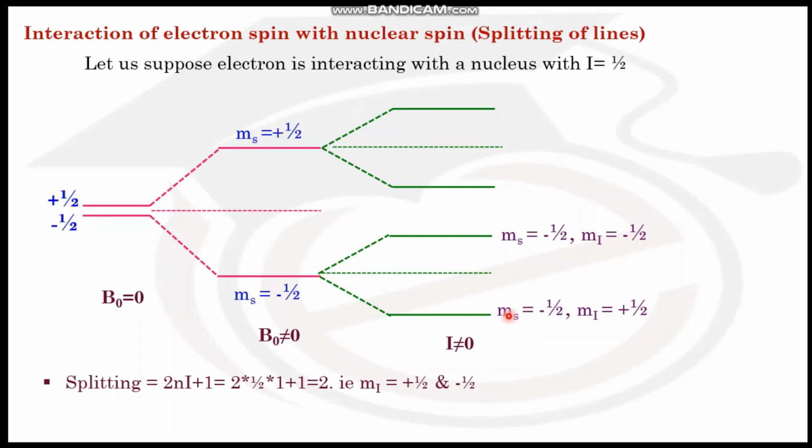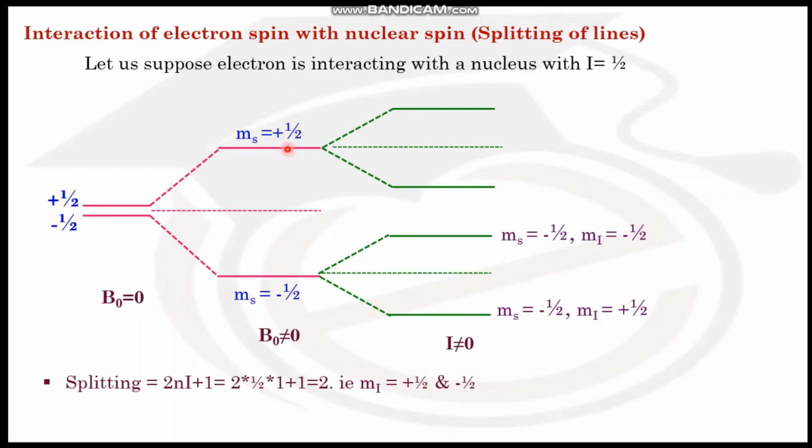Here an easy way to understand this is just multiply these two. Minus 1 by 2 into plus 1 by 2, minus 1 by 4. Here you multiply both: minus 1 by 2 into minus 1 by 2, plus value. This is a minus value, this is a plus value. So negative value has the lower energy. So this level has ms minus 1 by 2, mI plus 1 by 2, and this has ms minus 1 by 2, mI minus 1 by 2.